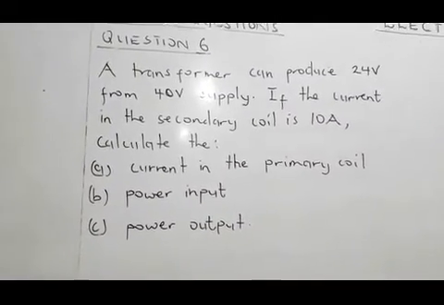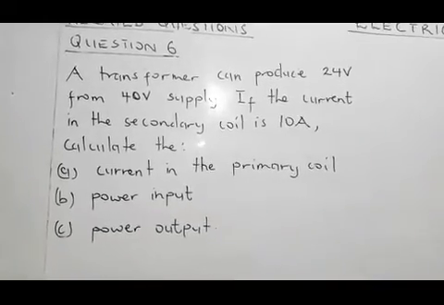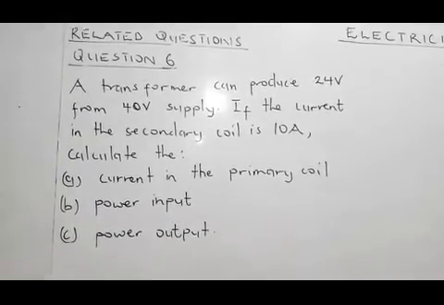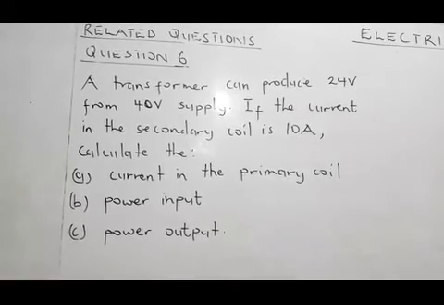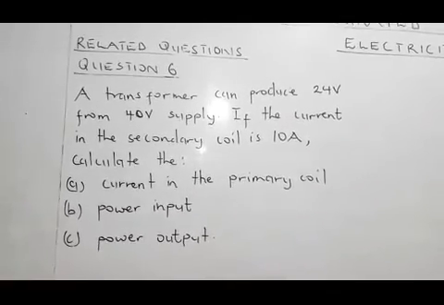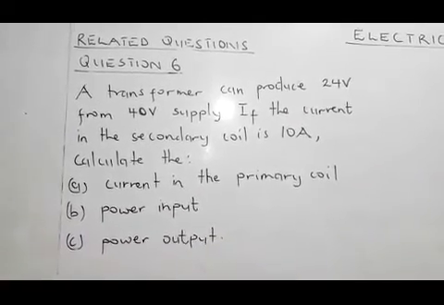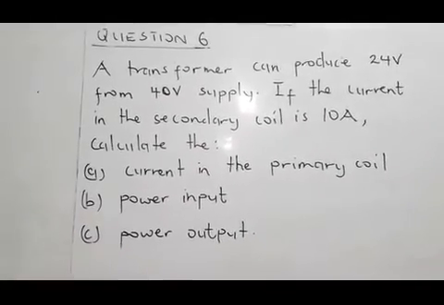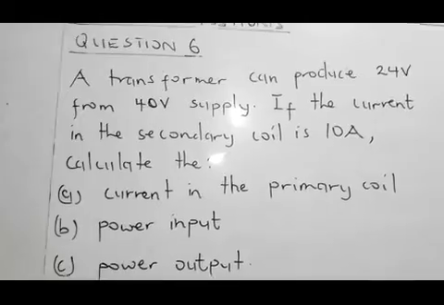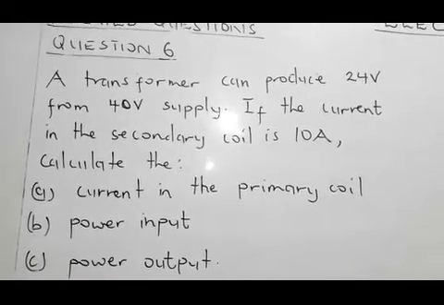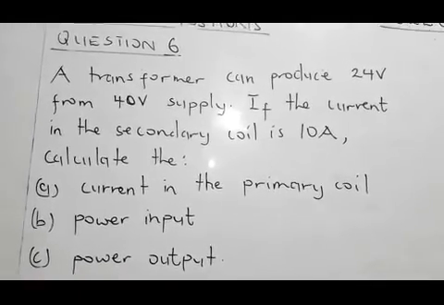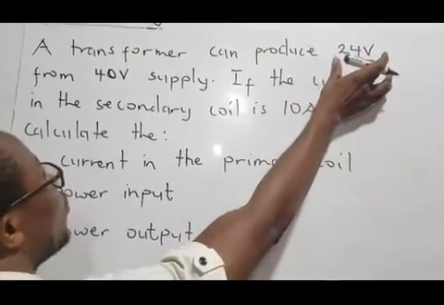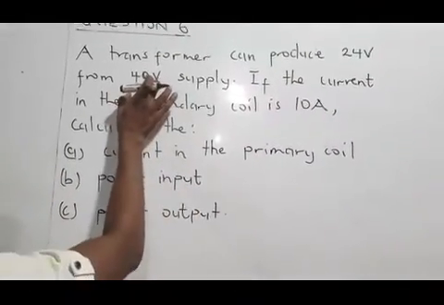So question 6, and this is the last question we are looking at. It says that a transformer can produce 24 volts from 40 volt supply. If the current in the secondary coil is 10 amps, calculate the current in the primary coil, the power input and the power output. So the question says the transformer can produce 24 volts from 40 volts.